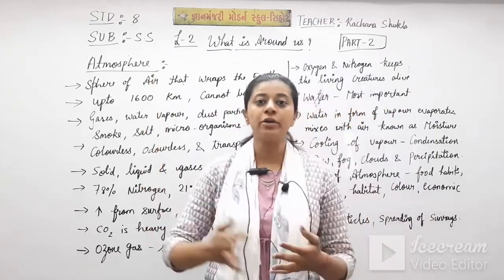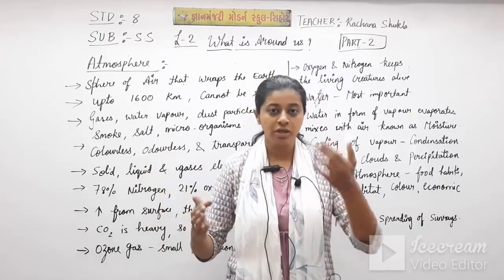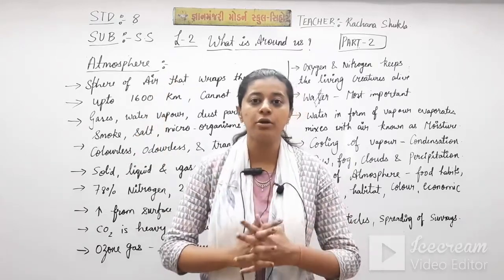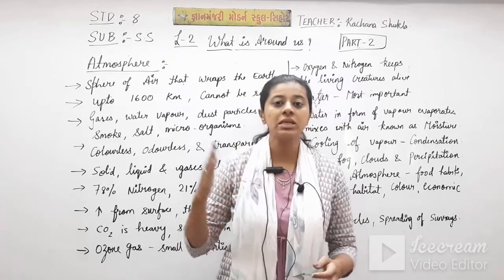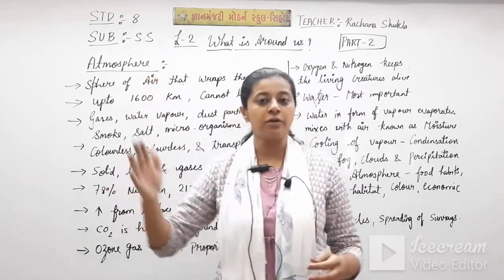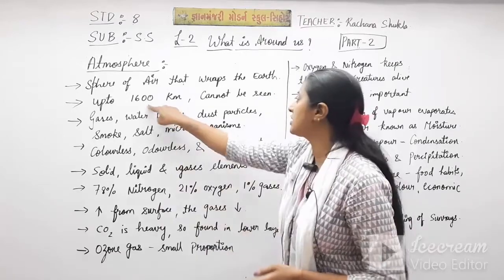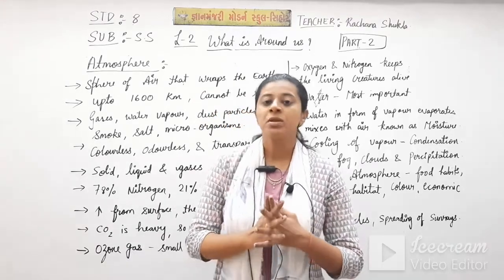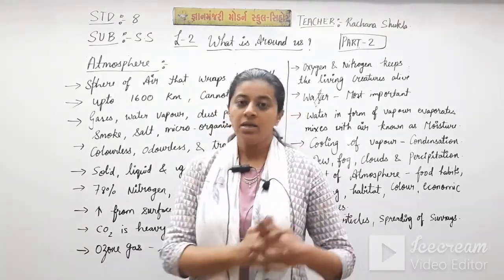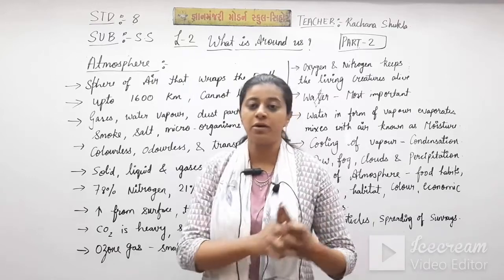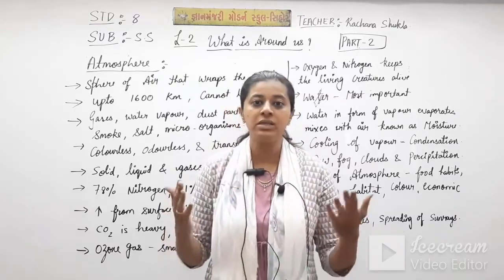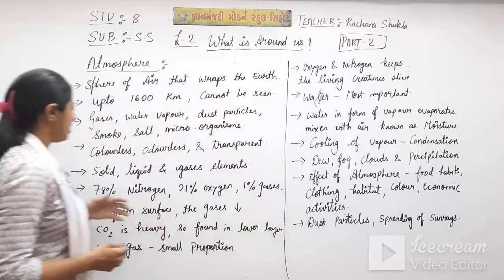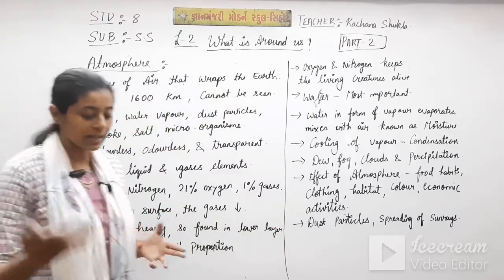Now what is the height of atmosphere from the surface of the earth? So if we see from the earth's surface up to the height, the layer of atmosphere extends up to 1600 kilometer from the surface of the earth. Now atmosphere is that sphere which cannot be seen through naked eyes. So like lithosphere and like hydrosphere, we cannot see atmosphere through our naked eyes because it is comprising of air and other such gases.